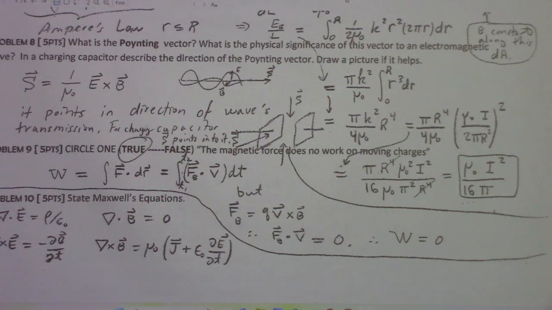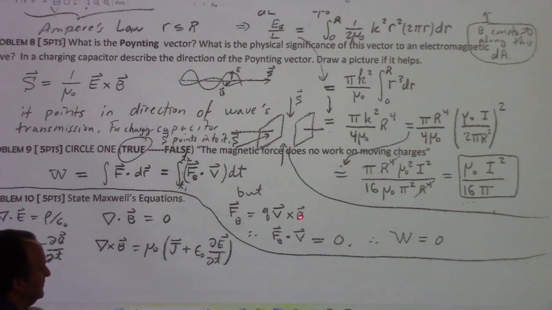Circle 1, true or false? The magnetic force does no work on moving charges. Well, the magnetic force is F_B, and so the work done by the magnetic force would be F_B dot v. But what is F_B? It's q v cross B, which means v and B are perpendicular, so the magnetic force dot the velocity is 0, which means, yes, the work done by a magnetic field is 0. It can change the direction of the motion, though, right?